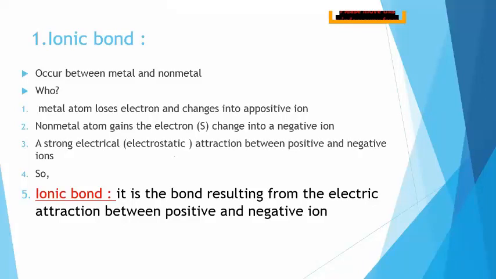How does it happen? A metal atom will lose electrons and change into a positive ion. A non-metal atom will gain electrons and change into a negative ion. As a result of strong electrostatic or electrical attraction between the positive and negative ion, an ionic bond will be found. So we can give a definition to ionic bond: it is a bond resulting from the electric attraction between the positive ion and the negative ion.